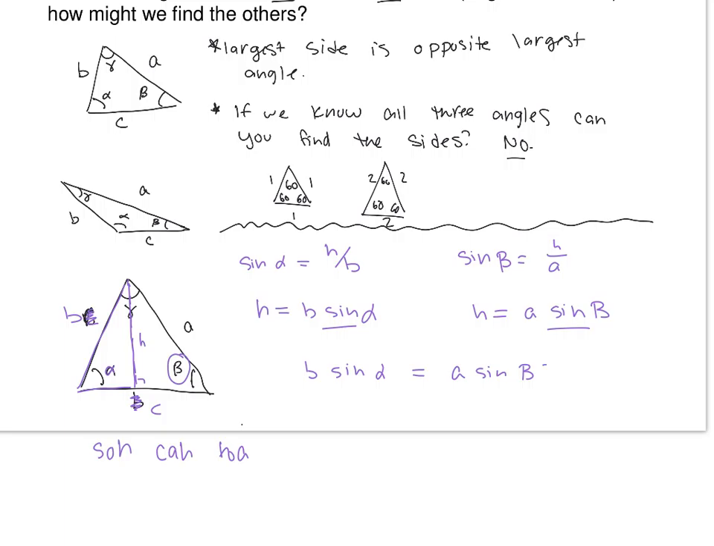And then what happens if you divide by B? You get sine alpha equals A sine beta over B. And how do you get the A on the other side? What do you divide by? A. And that gives you sine of alpha over A equals sine of beta over B.